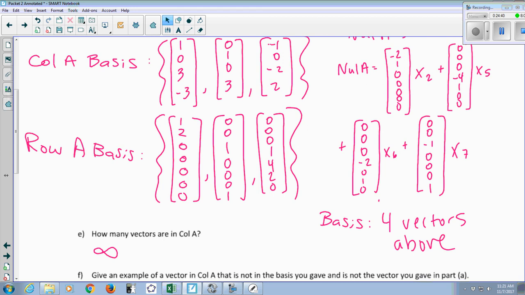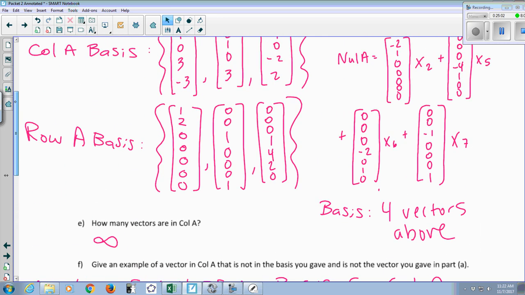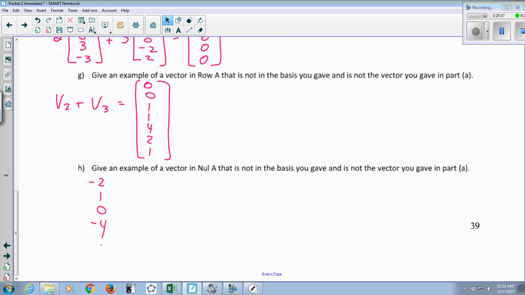We could do 1s, but we already did that one. Let's do 1s on x2 and x5 and 0s on x6 and x7. So we'll just add these 2 together. So we get -2, 1, 0, -4, 1, 0, 0. That's vector 1 plus vector 2.